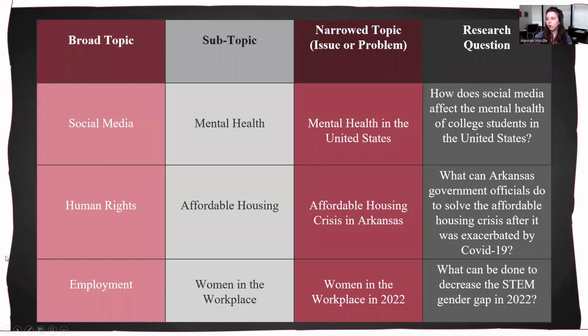So an example, because we like to give them lots of examples. So their broad topic could be social media. The subtopic is mental health. Then they're going to narrow that topic. So they're looking at mental health in the United States. So that's the where. And then a research question, which is still a pretty general research question: how does social media affect the mental health of college students? The who is college students, and the where is the United States.